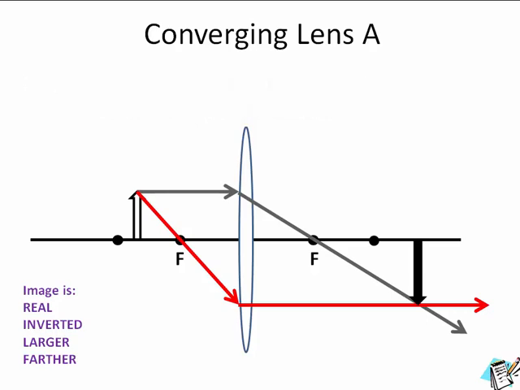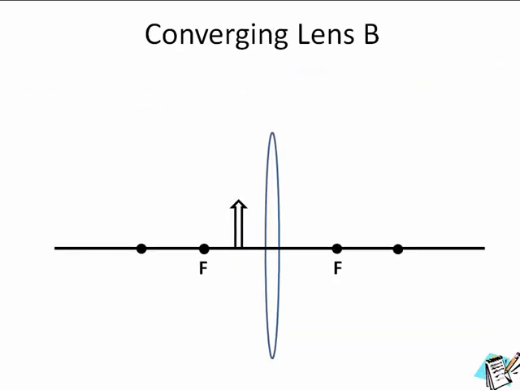For converging lenses, your steps are as follows. Parallel in through the focal point out, through the focal point in, parallel out. This is another converging lens. The difference between the previous diagram and this one is that the object is now closer to the lens than the focal point. That will make our diagram a little bit different.